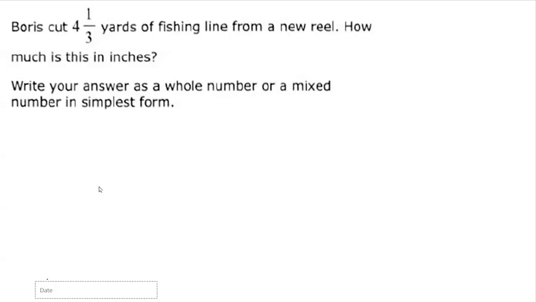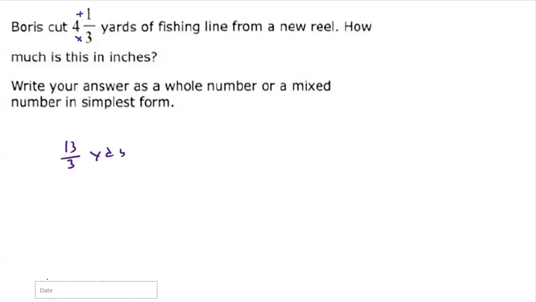Okay, it says here Boris cut 4 1/3 yards of fishing line from a new reel. How much is this in inches? So what do we need to do here? First we need to convert this. We've got 4 1/3. To convert this mixed number to an improper fraction, we multiply the 4 and 3 and then add 1. So 4 times 3 is 12 plus 1 gives us 13. So this is going to be 13 over 3 yards.